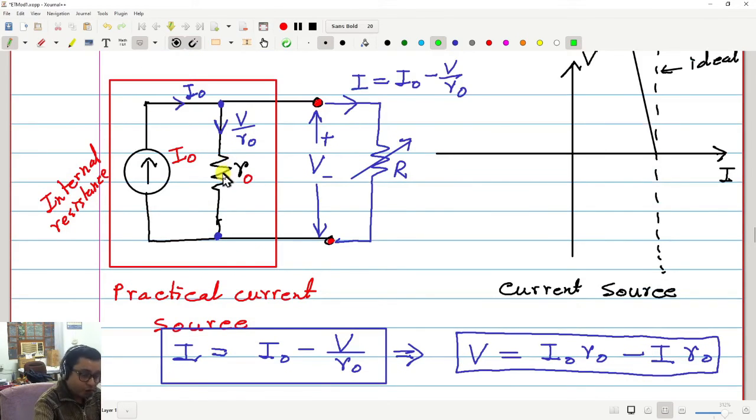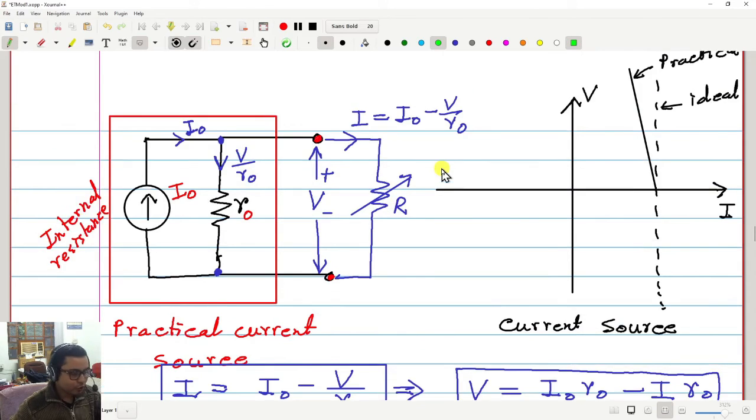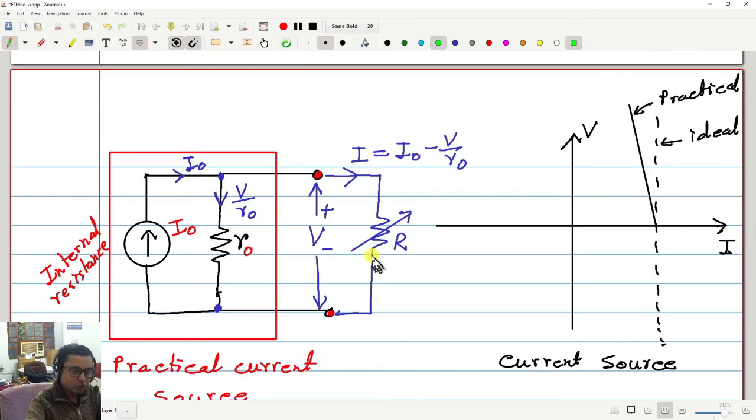Sir, why have you connected the small R naught parallel to this current source? This is to model the practical behavior of a practical current source. Because if this is not there, if you open it, outside you will always get the same current I naught, no matter whatever resistance you connect. But a practical source that you may make or buy from the market doesn't behave in that way. For those sources, current gradually decreases as you connect larger and larger resistance. So that behavior is mathematically modeled by this internal resistance.